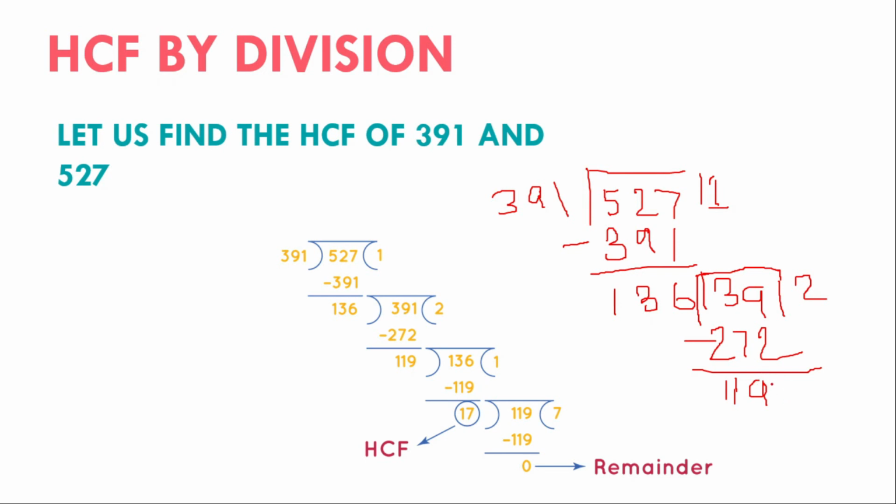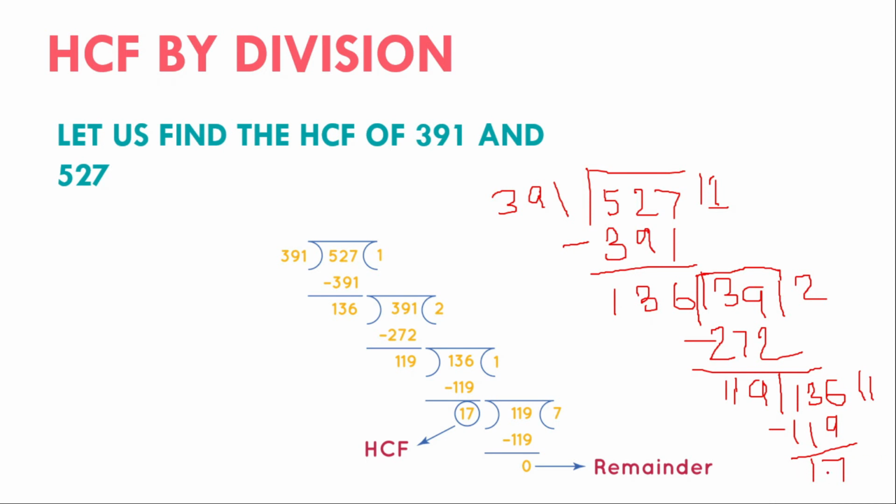So when we got this as the remainder, this will be the divisor. Now the dividend will be the previous divisor. The previous divisor was 136, so let us write that down. Now we have to divide them both. So 119 will only go inside 136 one time. So 1, and we have to write it, then subtract. When we subtract, we will get the answer as 17, and we have to continue this process again.